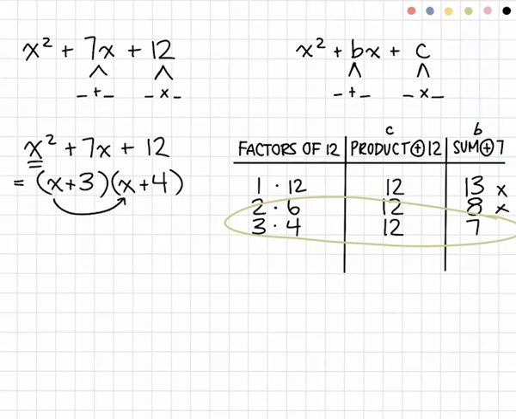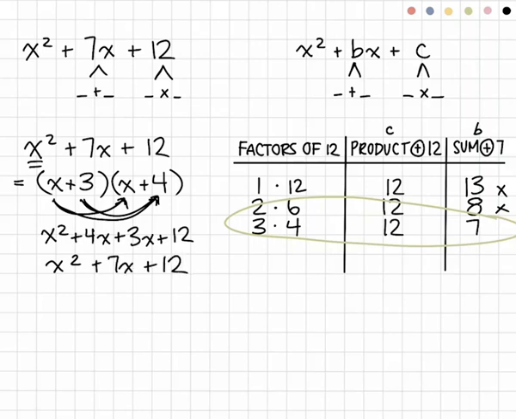So x times x equals x squared. x times 4 is 4x. 3 times x is 3x. And 3 times 4 is 12. If I simplify it, I get x squared plus 7x plus 12. Okay, so that is how we factor a quadratic expression when a is equal to 1. Let's do some more examples.